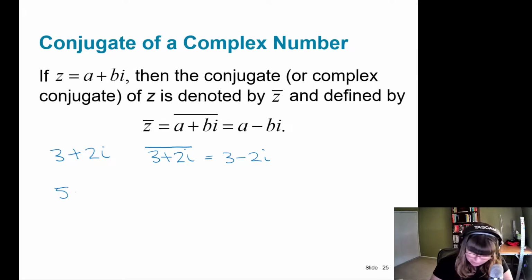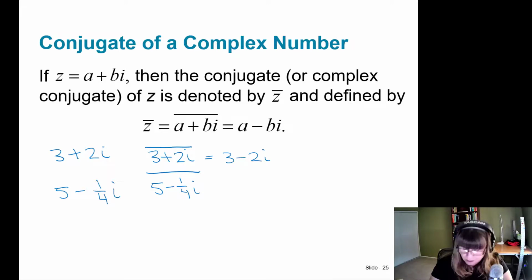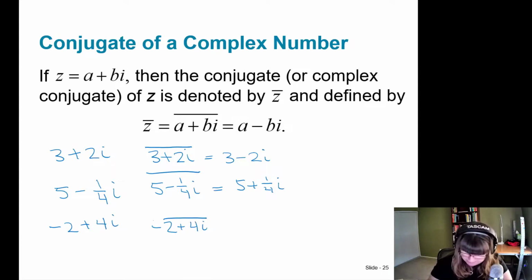Let's go with 5 minus 1/4 i. Okay, well, if we want the conjugate of 5 minus 1/4 i, we're going to change the sign that's in front of the i value. So 5 plus 1/4 i. Now, what if we have a -2 plus 4i? What would be the conjugate? Okay, -2 plus 4i. Its conjugate is going to be -2 minus 4i. Remember, when we take the conjugate of a complex number, the only sign we are changing is the one directly in front of the imaginary component.